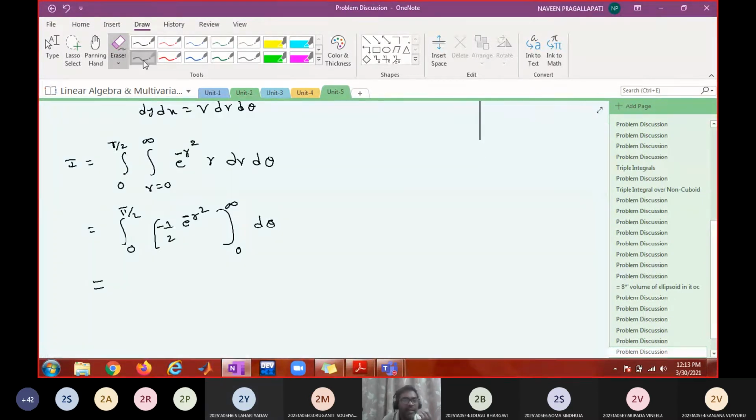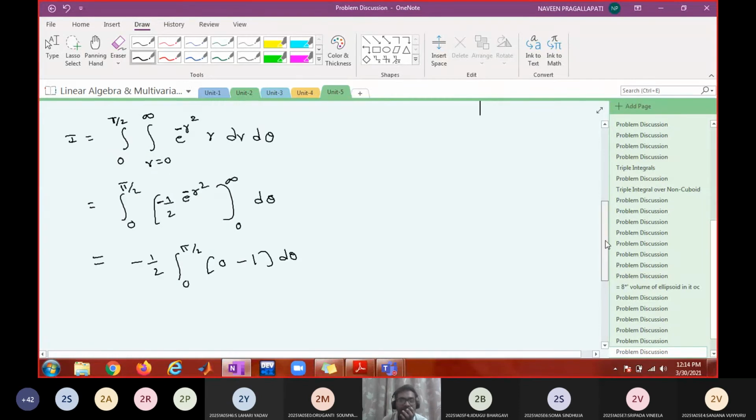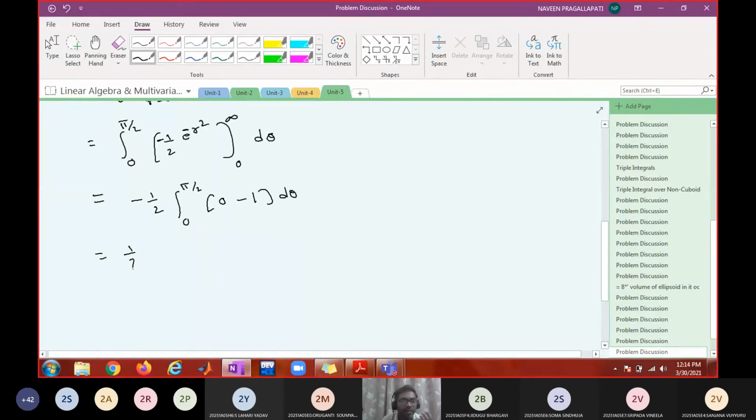Yes. So take this minus 1 by 2 outside, apply the limits 0 to pi by 2. The upper limit is going to be what? As r tends to infinity, e power minus r square goes to 0. So 0 minus, as r tends to 0, it is going to be 1 d theta. So minus of minus is plus, so this is 1 by 2 times integral 0 to pi by 2 of 1 d theta. So this is 1 by 2 times theta from 0 to pi by 2, which is 1 by 2 times pi by 2. The lower limit is 0. So the answer is pi by 4. Is it fine?